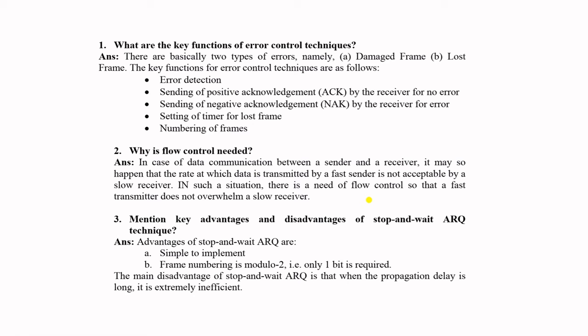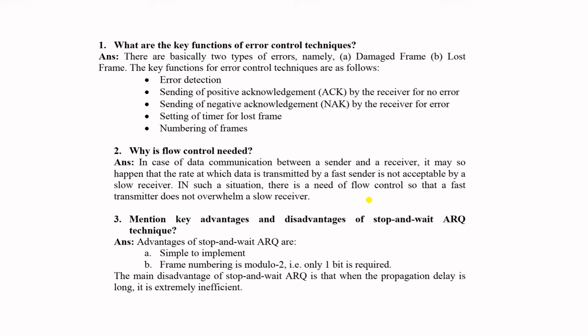The key functions for error control techniques are error detection, to detect error; sending of positive acknowledgements by the receiver for no error; sending of negative acknowledgements by the receiver for error; setting of timer for lost frame; and the numbering of frames. These are the key functions of the error control techniques which should be employed during the data transmission.